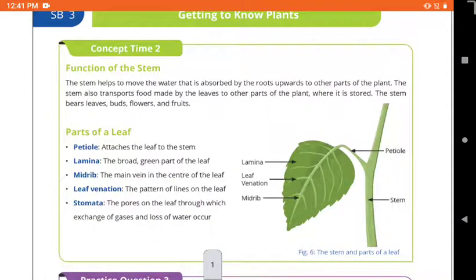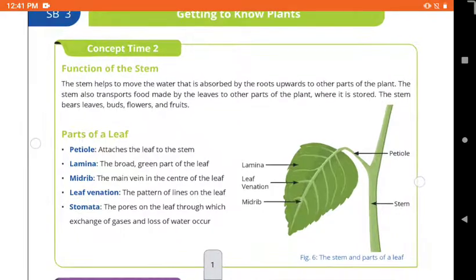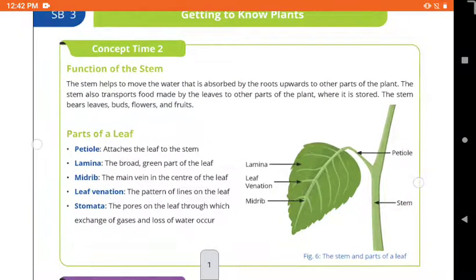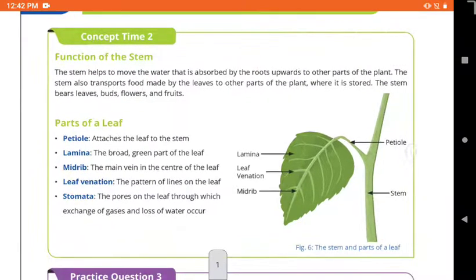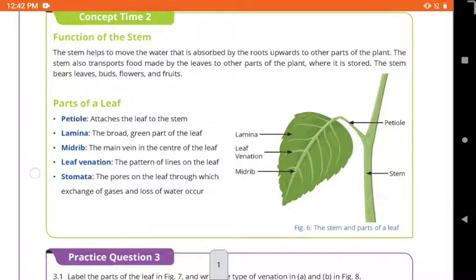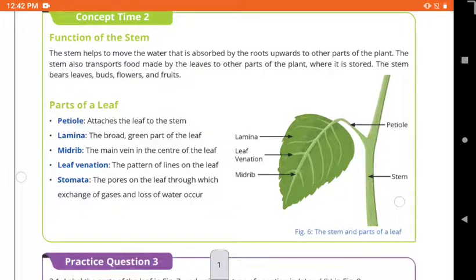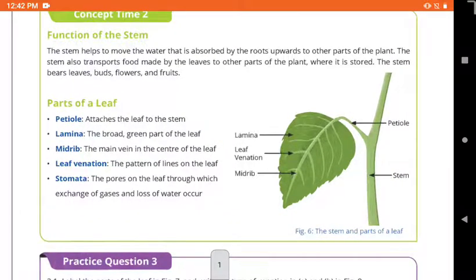The stem also transports food made by the leaves to other parts of the plant where it is stored. The stem bears leaves, buds, flowers and fruits. So next, the parts of a leaf are, as we already read, petiole, lamina, midrib, leaf venation and stomata. The petiole attaches the leaf to the stem. Lamina is the broad green part of the leaf, and midrib is the main vein in the center of the leaf.